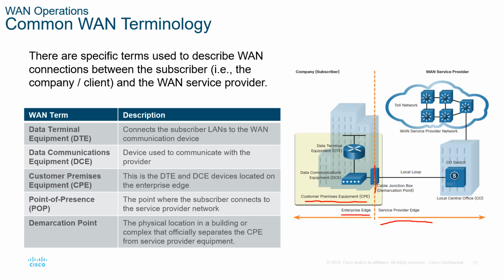We will have a few other pieces of equipment. We may have a DCE, and that's going to be data communication equipment. That could be a switch. That could be some form of other equipment that's giving us our handoff.